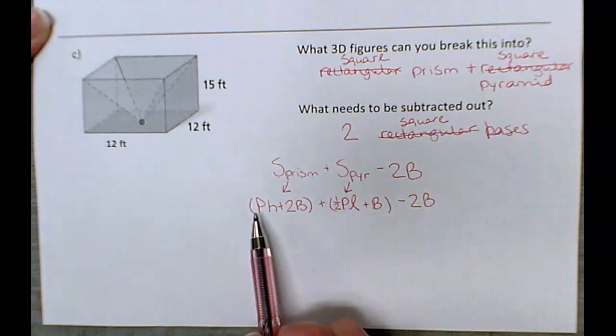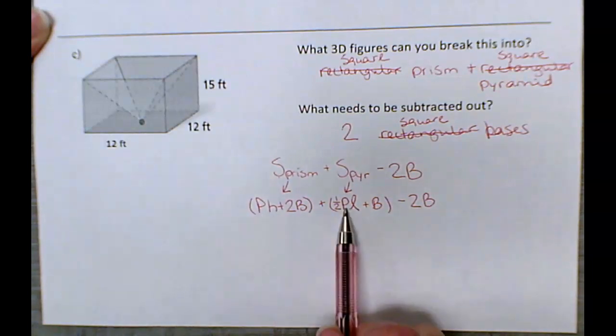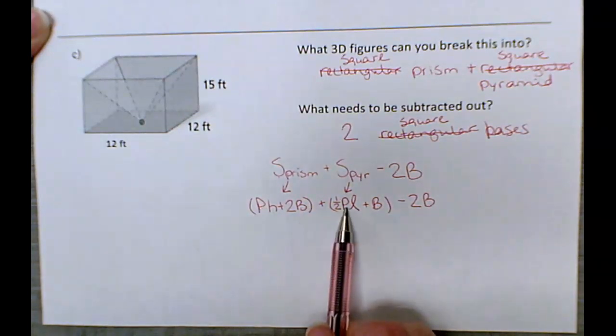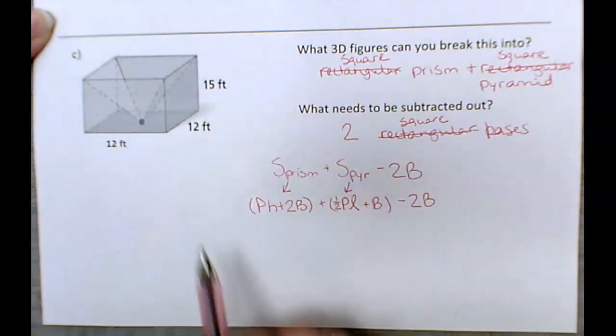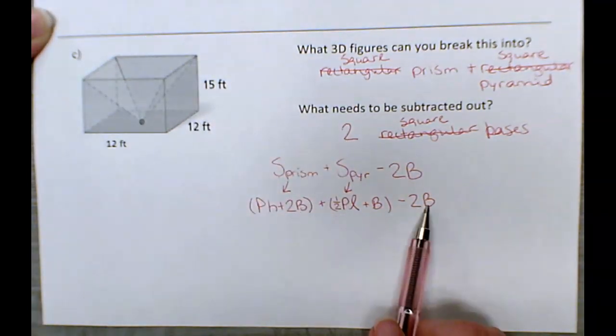Now, the perimeter here and the perimeter here are both the perimeter of the bases, and if the bases are the same, then the P's are the same number. The height is of the prism, and these bases are all the square bases. They're all the same thing.